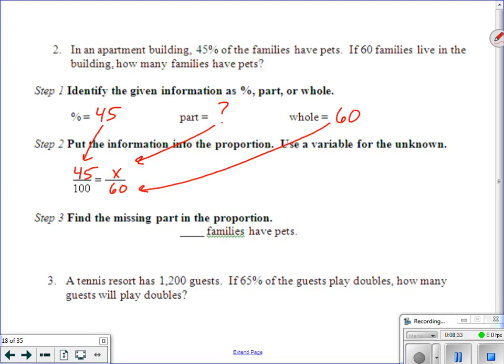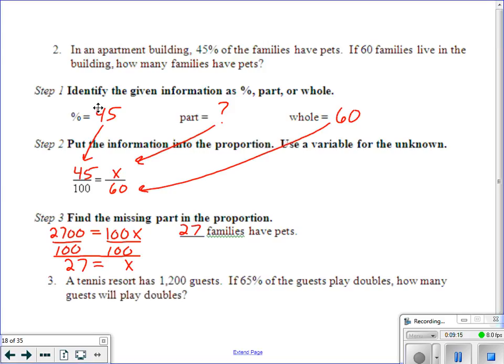So now I need to do my cross multiply and divide here. 45 times 60 is going to be 2,700. And 100 times X is 100X. So we just have to divide by the 100 on both sides of the equal sign. So 100X divided by 100 cancels out the hundreds. We're left with X. 2,700 divided by 100 is 27. So of those 60 families, 27 of those families in that apartment building have pets.